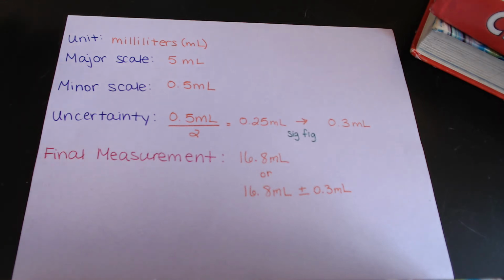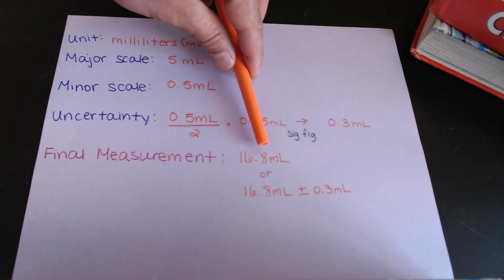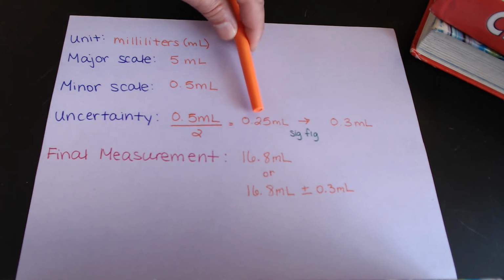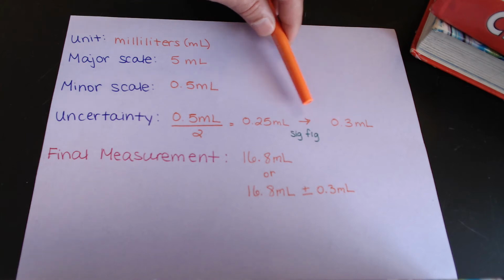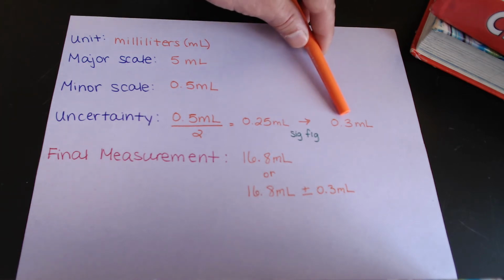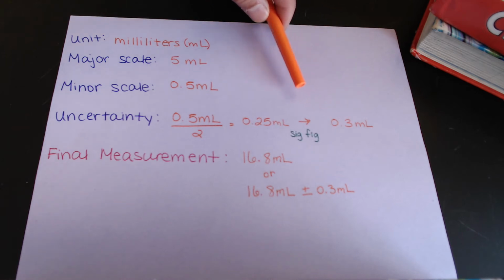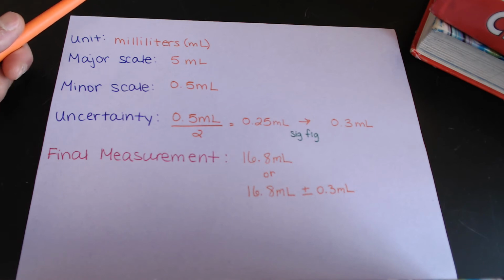Okay, so just remember, in this case, our minor scale place value and our uncertainty place value is actually the same place value, right? So this is a bit of a tricky spot. And in this case, we always have to just remember if you have one sig fig. So you're always going to be rounding up there to be able to get that one sig fig. All right, if you have any questions about this one, because it is tricky, I encourage you to reach out to your individual teachers.